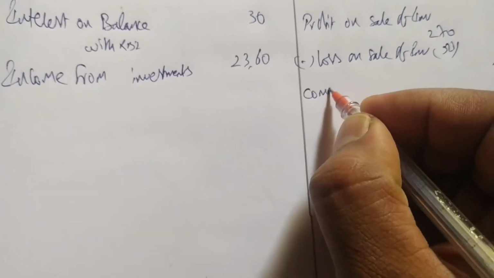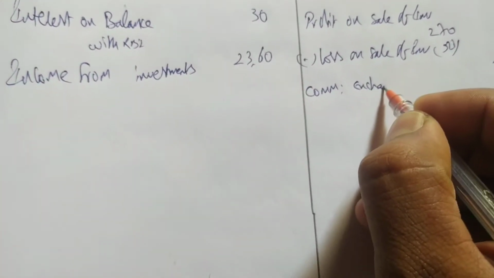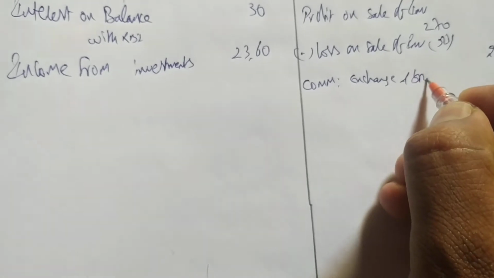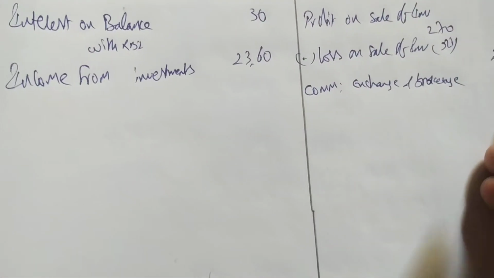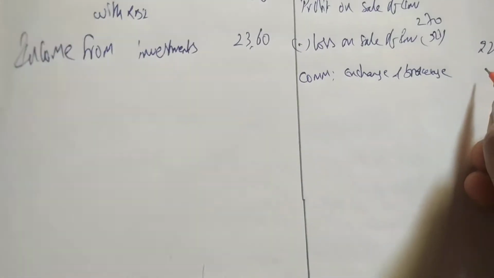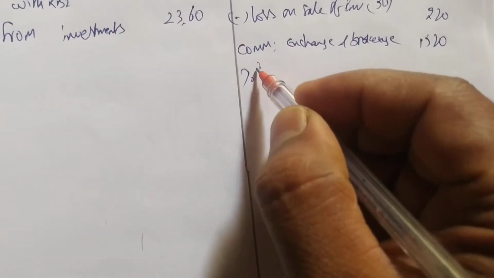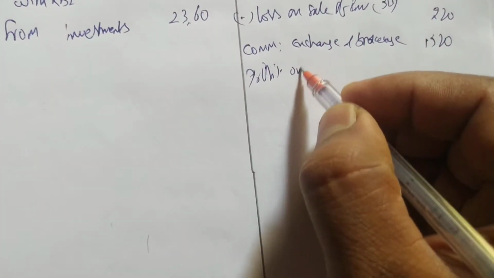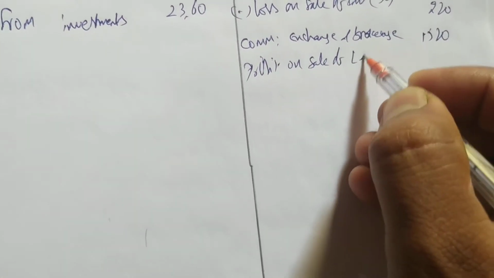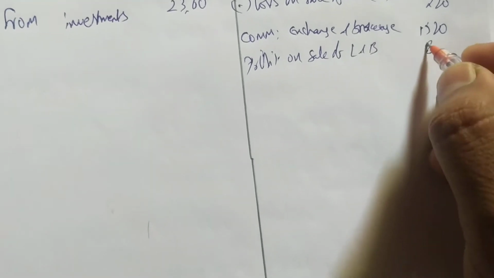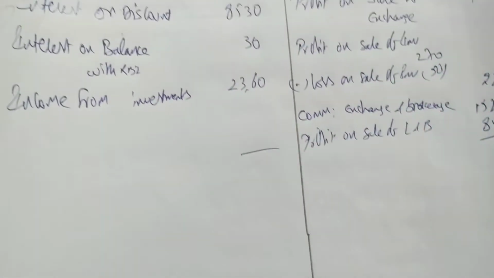Next we are having exchange, commission, brokerage. Commission, exchange and brokerage. How much is that? That is 1520. Okay. After that we are having profit on sale of land and building. Profit on sale of land and building, how much is that? 840.